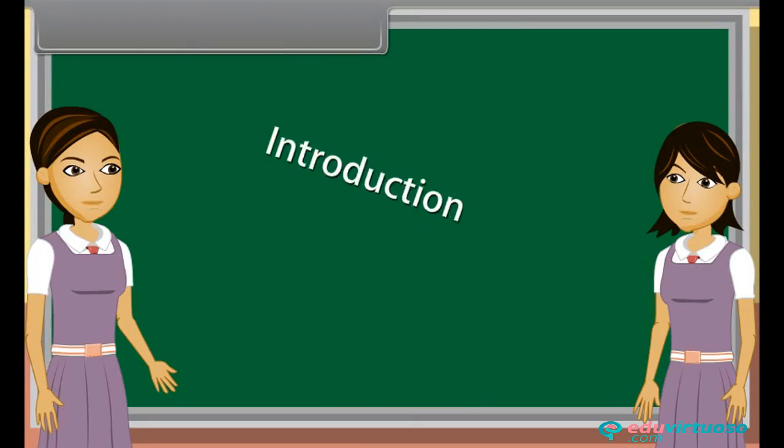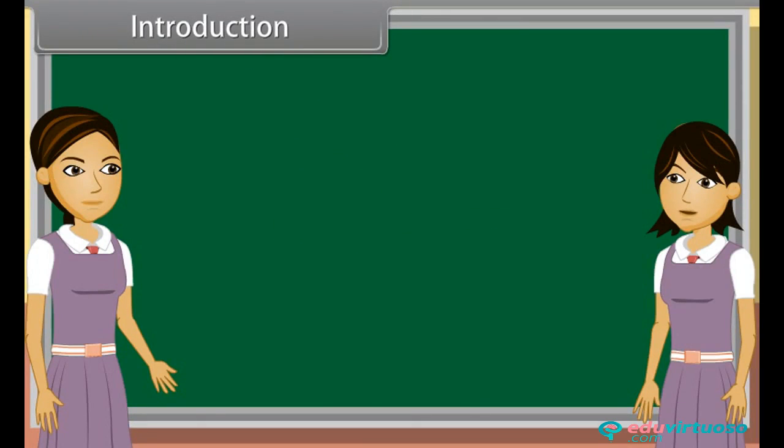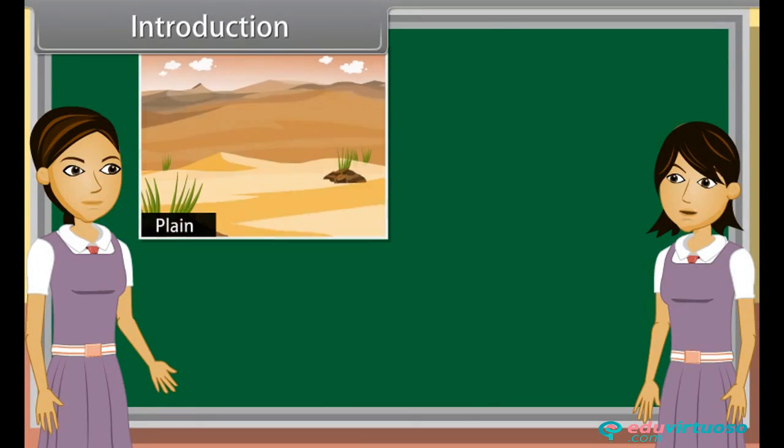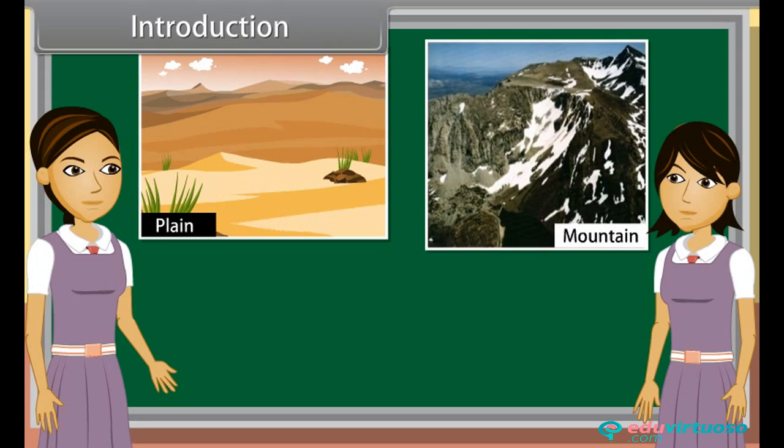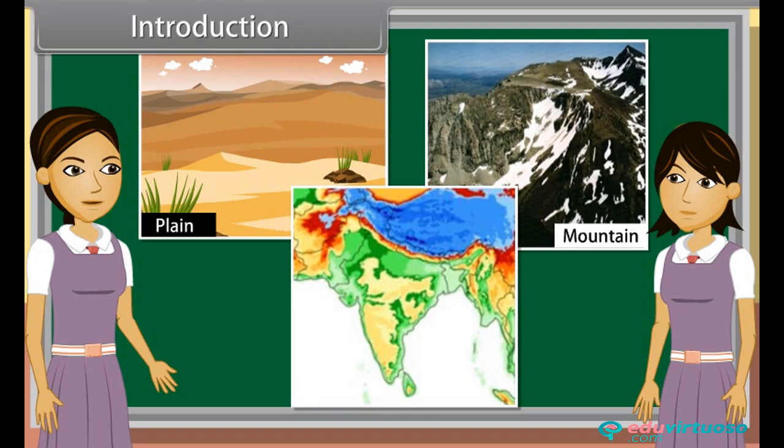Introduction. Do you know that 43% of India's land surface is covered by plains, 28% of it is plateaus, and less than 30% comprises mountains and hills? Yes, you are right, and only 62% of our total land area is topographically usable.